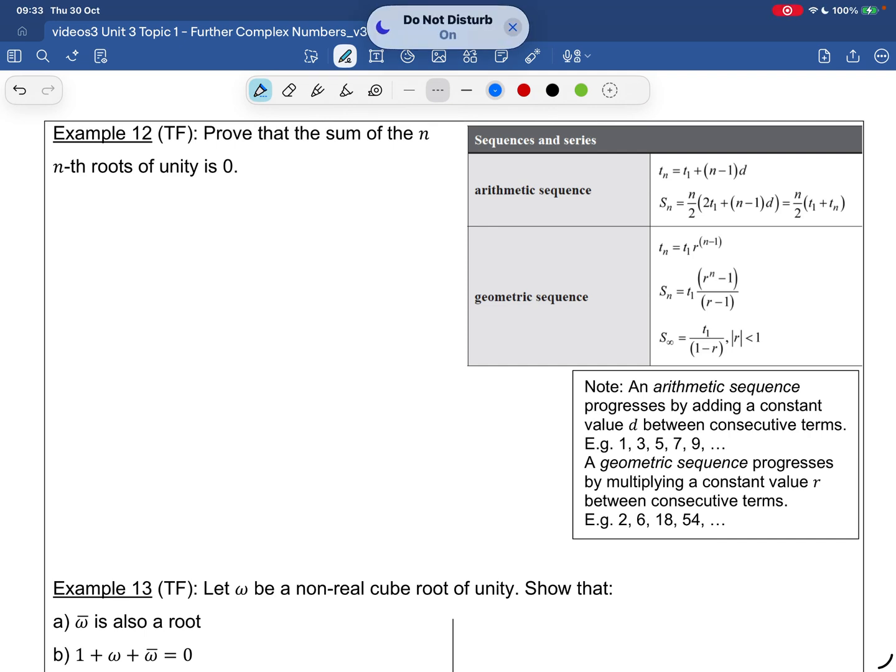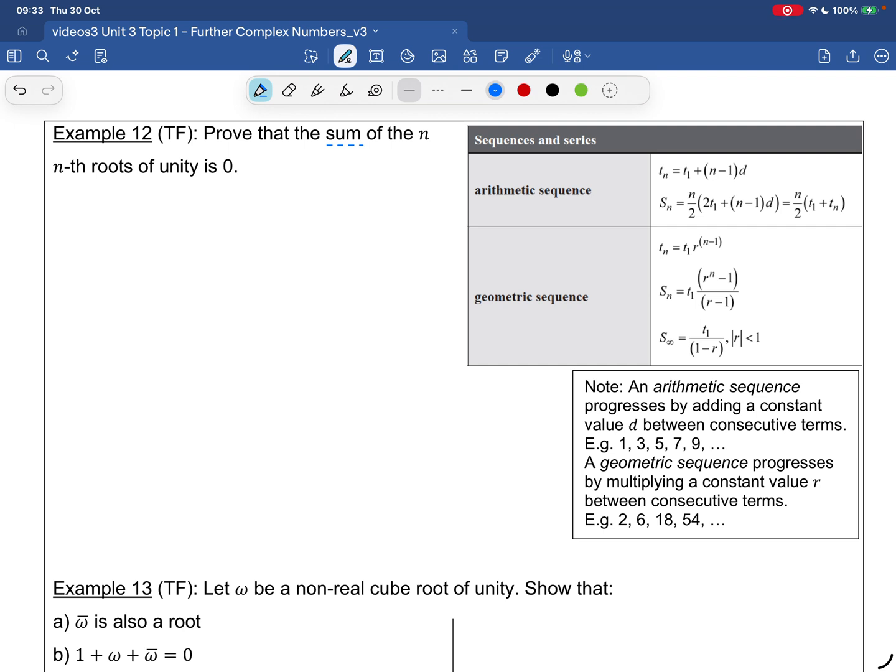Right, here we're going to prove that the sum of the nth roots of unity is equal to 0. If we're looking at a sum, we need to be able to show that the first root plus the second root plus the third root plus the fourth root, etc., up to the nth root, adding them together is equal to 0. Now, we've already learned that our complex conjugates all balance each other out, and that's why it equals 0.